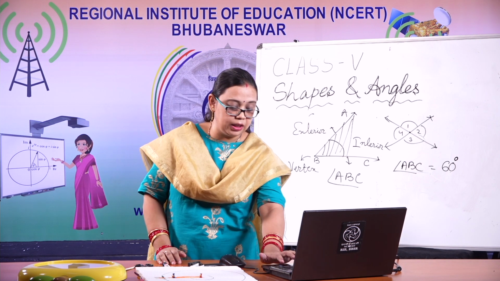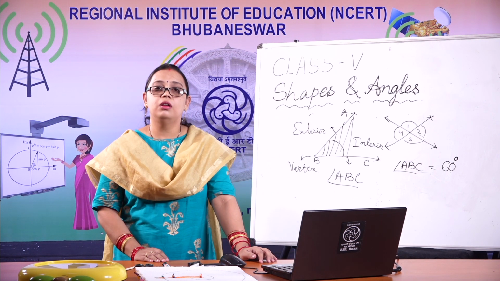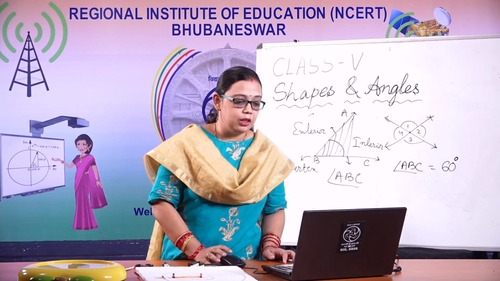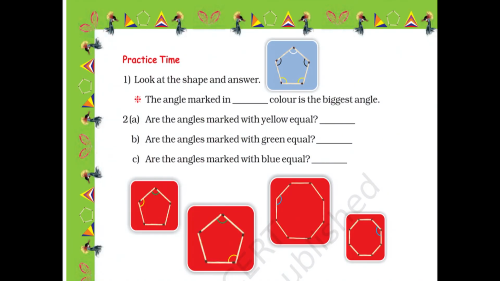Children, I have taken 2 pages of your book so that you can understand some exercise. Here, look at the shape and answer. The angles marked in dash color, is that the biggest angle? Look carefully. Can you guess? Is any angle bigger here or are they of the same measurement? If you look carefully, you will find that all the angles here are of the same measure. Okay, look carefully, you can observe it.